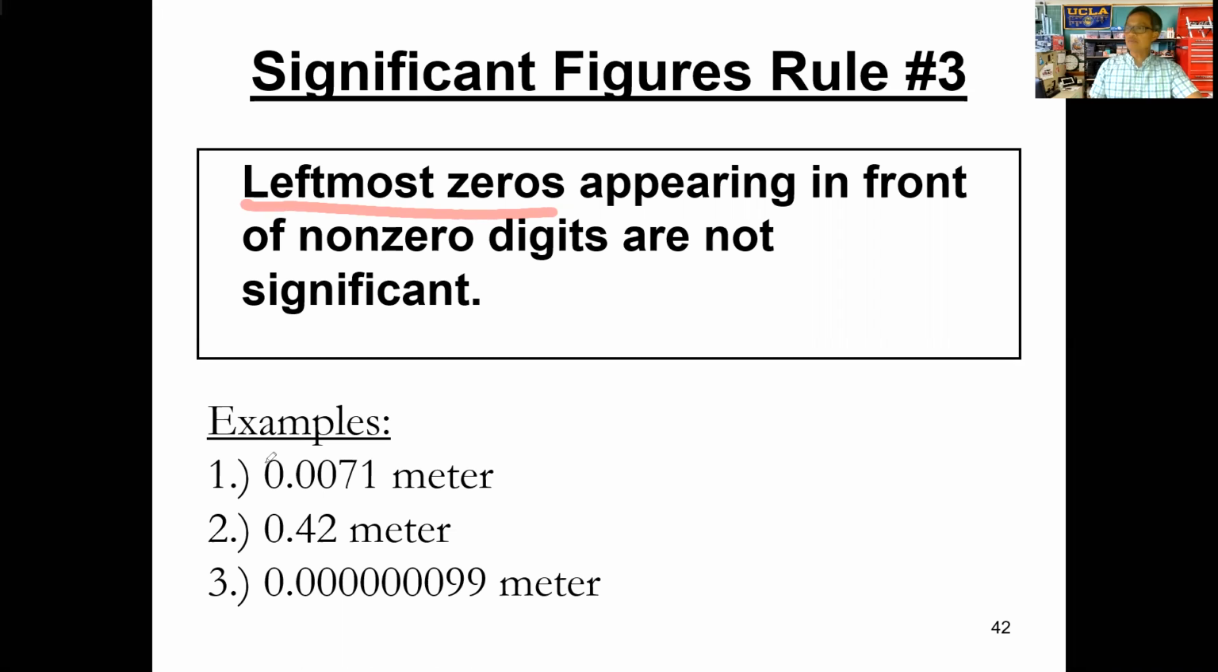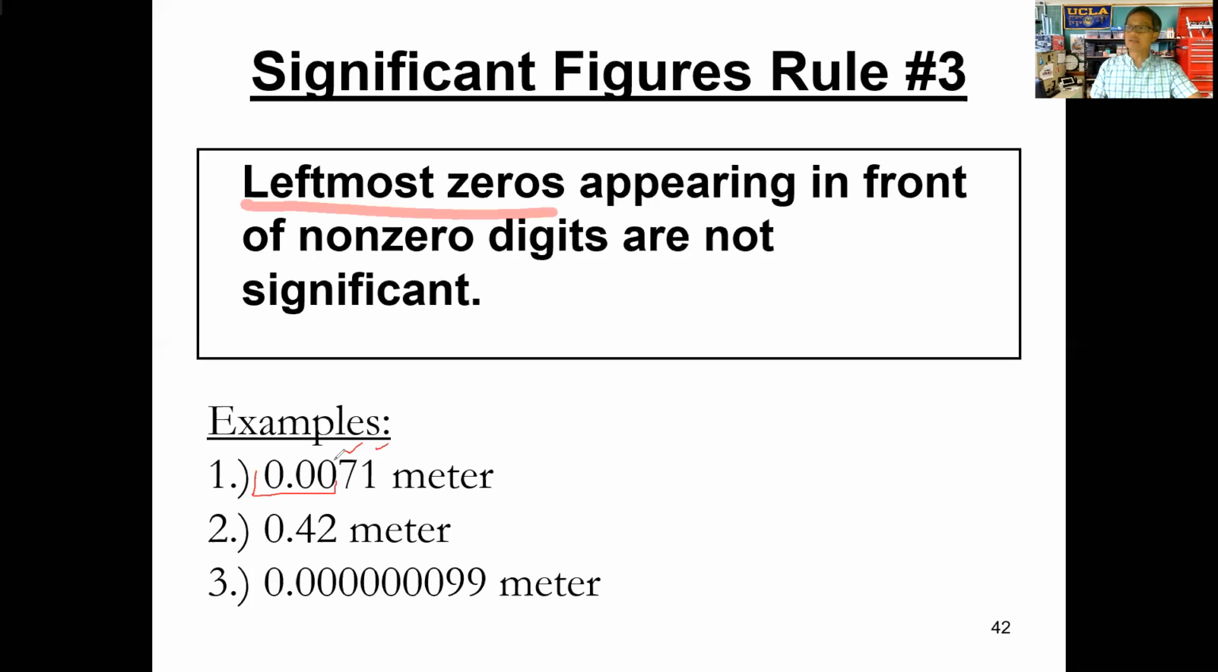So let's take a look at each one of these measurements and what we have. If you take a look here, we have the 7 and the 1. Those are non-zero digits. We expect those to count. Here are some zeros right here. These zeros are not sandwiched in between the 7 and the 1. So rule number 2 does not apply to these zeros. However, these zeros are leftmost zeros. These are the furthest to the left, but they come before the first non-zero digit. So they precede the first non-zero digit. So these are the leftmost zeros.